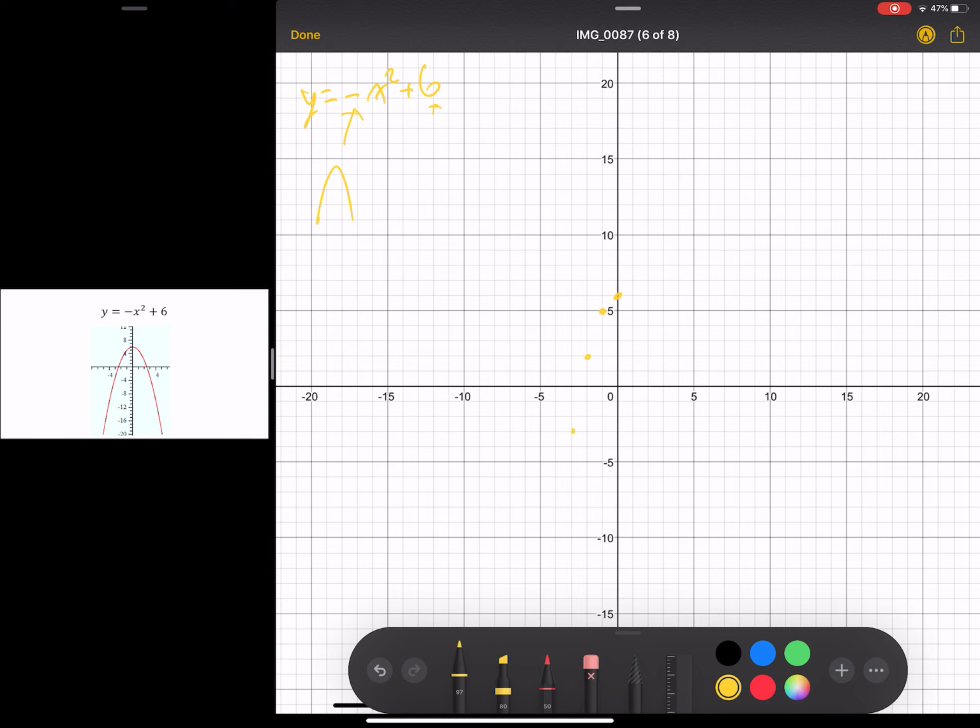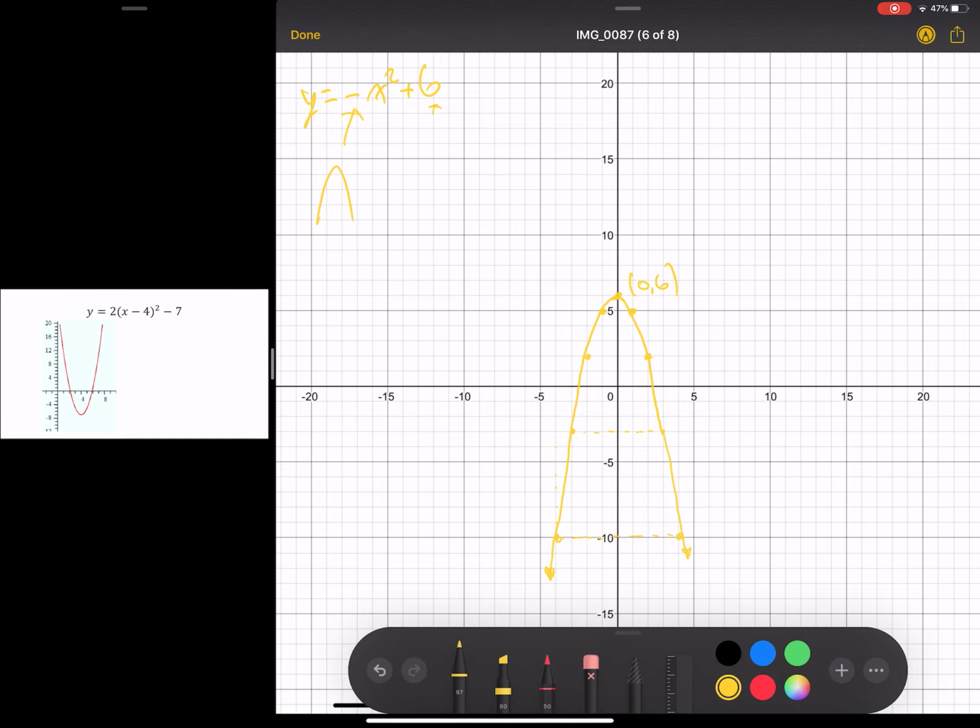Let's do the next step. What's the next step? 1, 2, 3, 4, 5, 6, 7. Right? And it's symmetric on both sides. So you can just draw out your parabola. Put some arrows at the end as well to indicate that it goes forever. And that's pretty much how it looks here. Our vertex is 0, 6. Our step pattern is 1, 3, 5. All right, here we go.